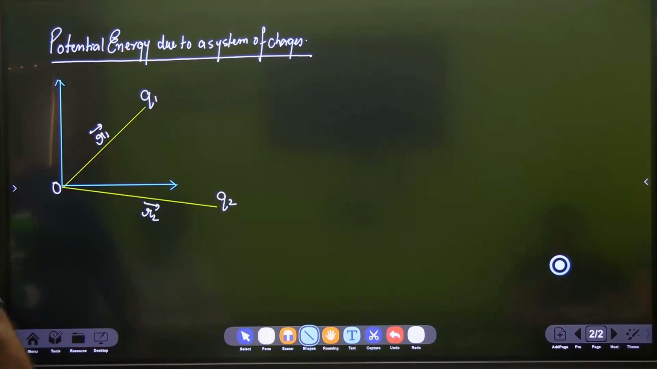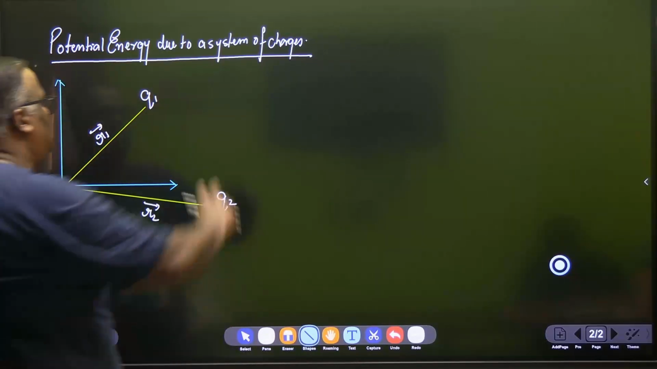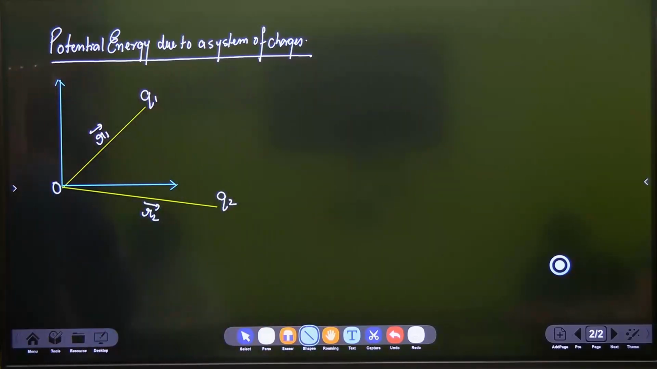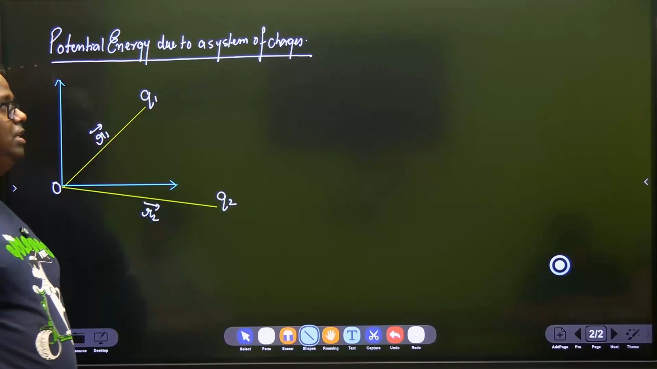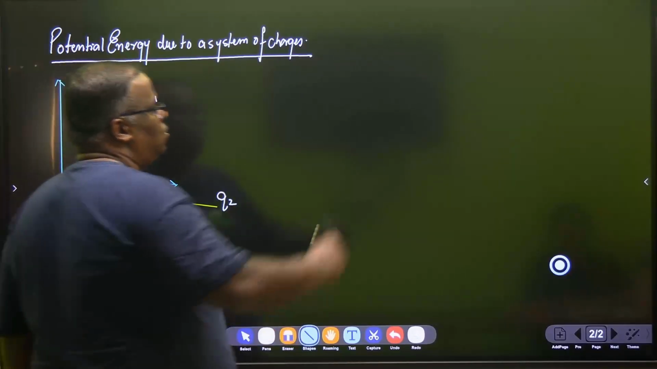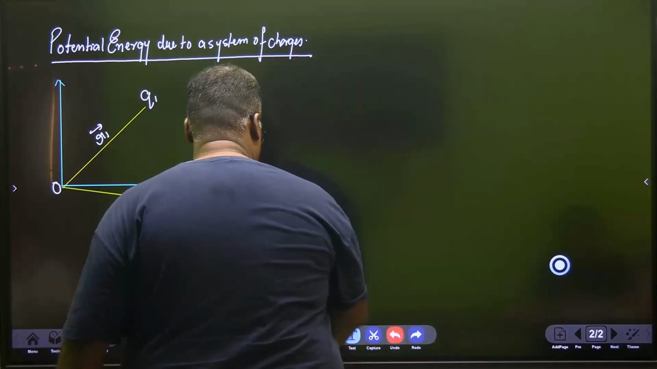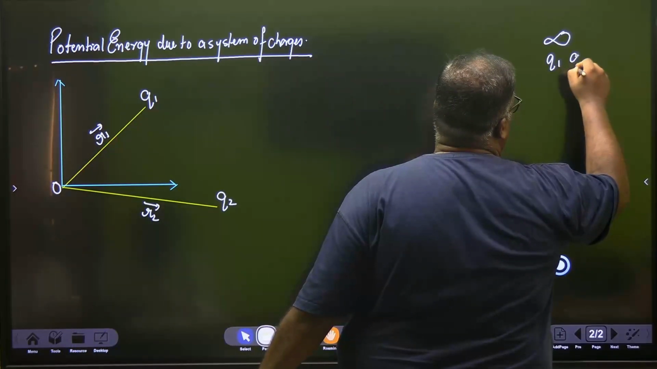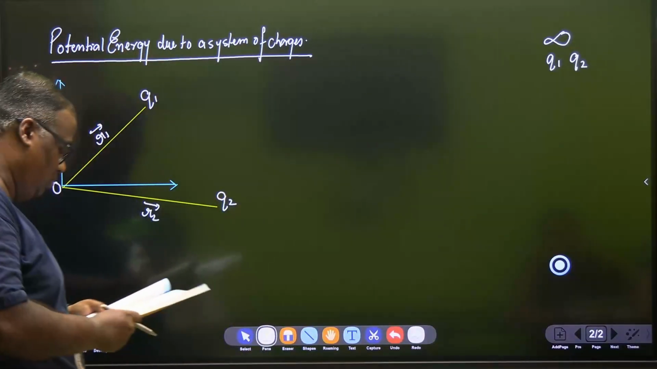So this means we consider the charges Q1 and Q2 initially at infinity. So Q1 and Q2 are both initially at infinity, because you want to find out what is the potential energy. So you will move them from infinity. Okay. Now just see. We go to infinity, and in infinity we have kept both Q1 and Q2. Please understand. At infinity we have taken Q1 and Q2. Okay.